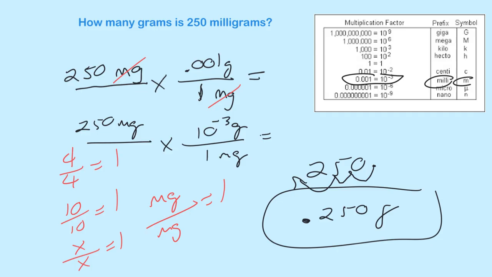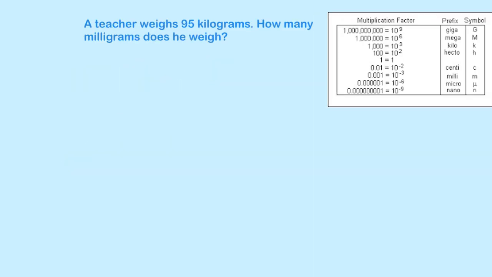Let's look at one more, and then we'll see how we are. Okay, let's look at this one. It says a teacher weighs 95 kilograms. How many milligrams does he weigh? Now, what you might notice in this one that might be a little different is we're starting in kilograms and we're ending in milligrams. We're not going to the base unit. The base unit is grams.